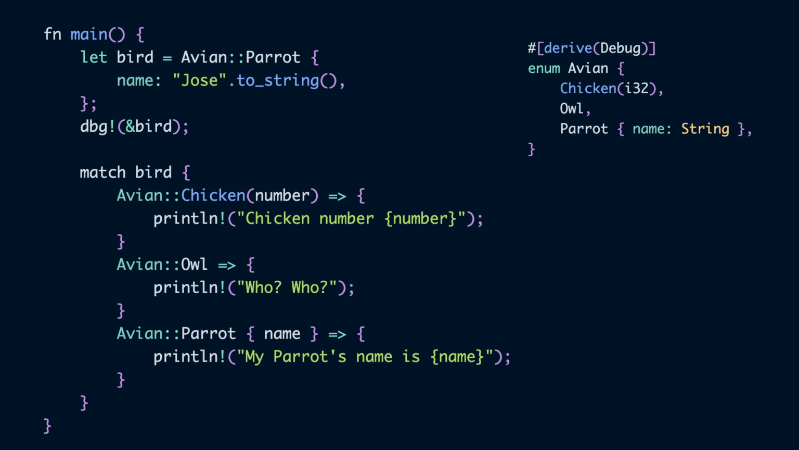Here we have an enum where the variants are a tuple struct, a unit struct, and a struct with fields for parrot. Given a parrot, the program now outputs, my parrot's name is Jose.